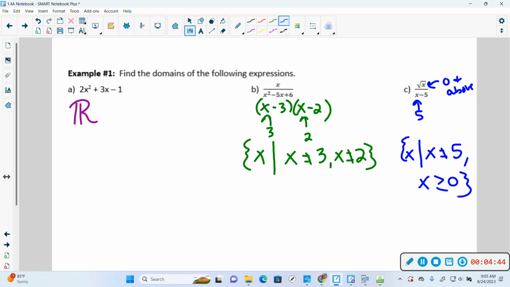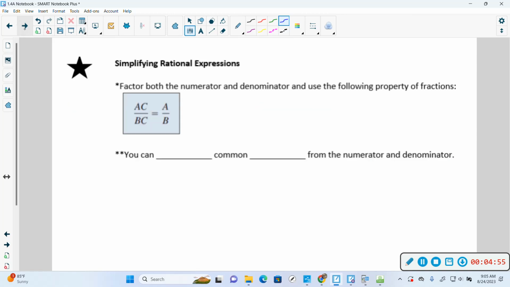So just practicing what you can put into the function. Just a couple questions on the homework about domains. We do talk about domains more and more throughout this class, but just kind of getting us started. Now let's get to the simplifying, where we can practice our factoring. I love this stuff. So, factor both the numerator and denominator and use the following property of fractions.